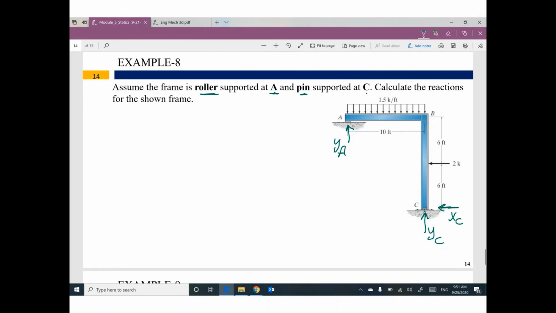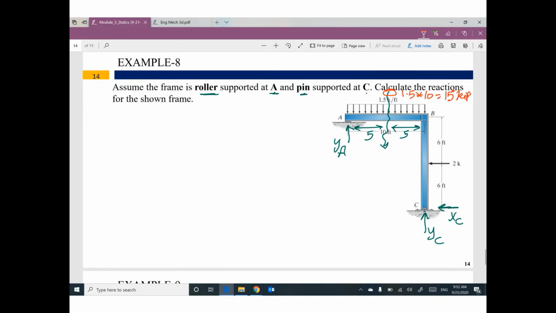We have uniform distributed load. So I need to make equivalent. This equivalent will be here at the mid distance. So this distance will be 5. And this distance will be 5. Anybody can tell me what is the value of this equivalent force? How much? It will be 1.5, the value of the distributed load, times the total distance, which is 10. Your final answer will be 15 kip.